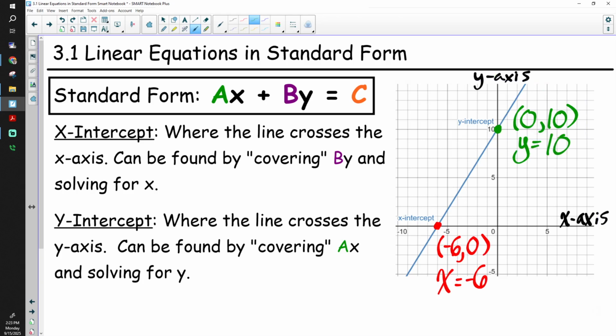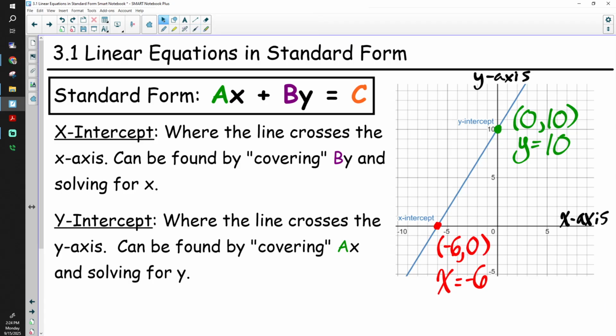Those are intercepts, and standard form is the best way to write an equation for a line. It helps us find these intercepts. Every line has 2, an x and a y. Where do you cross x? Where do you cross y? That's what we're finding today.